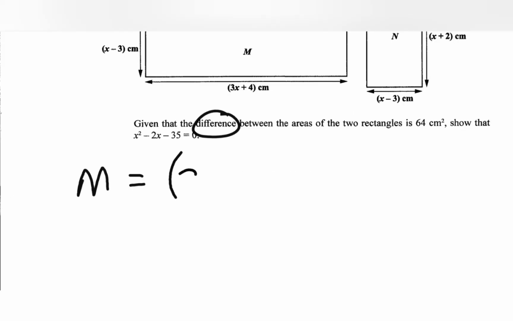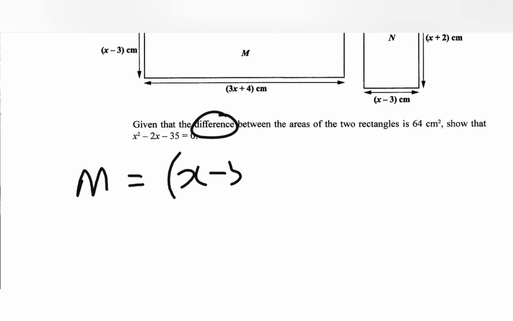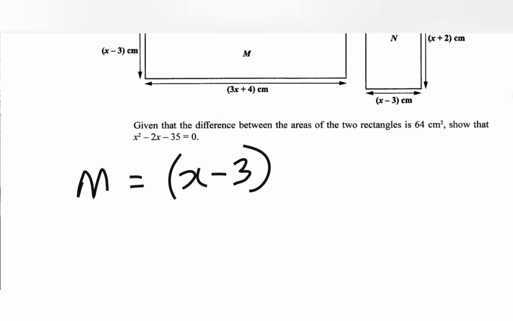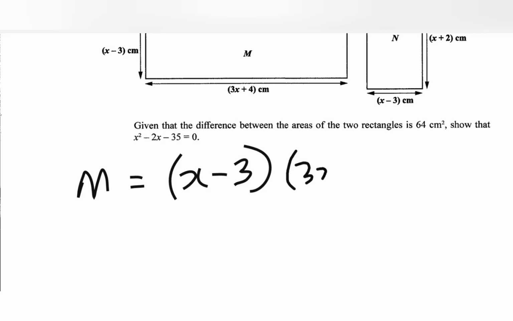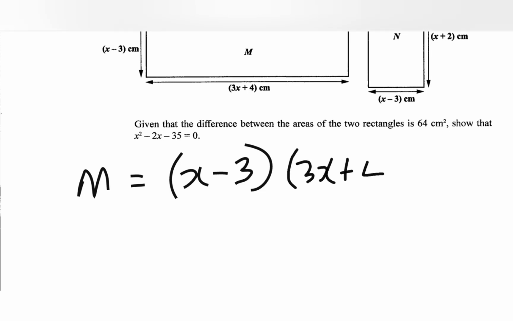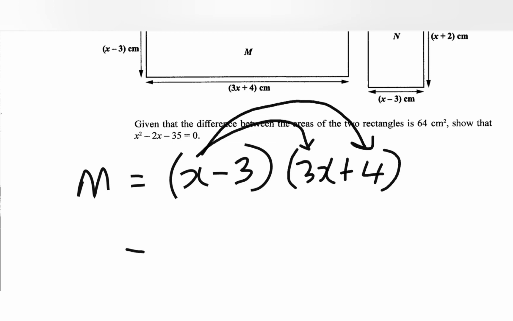So it's going to be x minus 3 times 3x plus 4. We're going to expand the brackets because these are binomials. We're going to use x to multiply 3x, and we're going to use x to multiply 4. So let us do that first. It's going to be 3x squared, and then x times 4 will give us positive 4x.